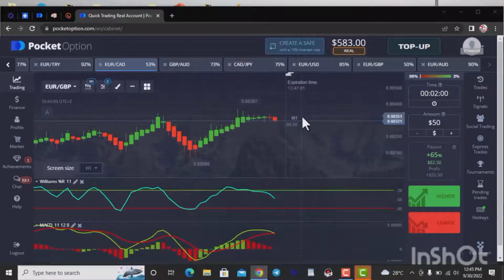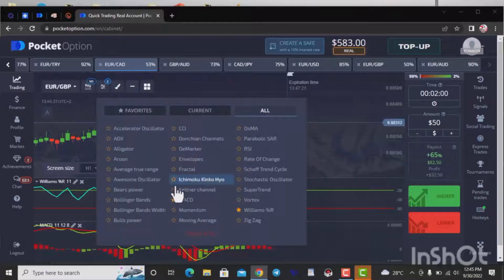So these are the two indicators that we are using, the MACD and the Williams Percentage. You click on this. The two highlighted indicators are the ones we are using.